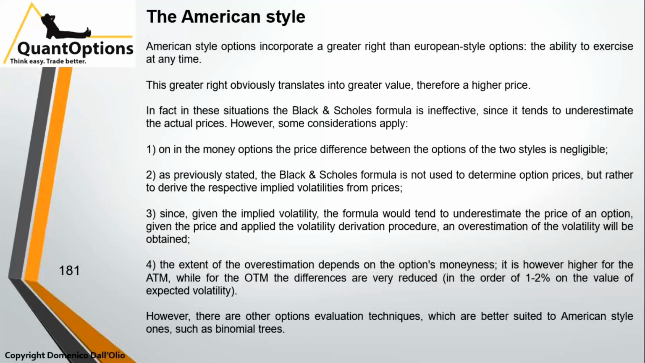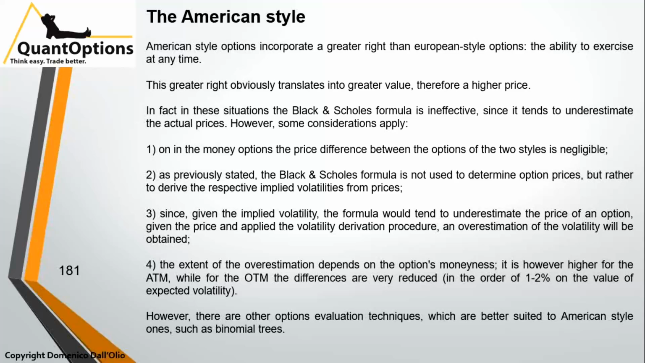American-style options incorporate a greater right than European-style options, the ability to exercise at any time. This greater right obviously translates into greater value, all other things being equal, therefore a higher price. In fact, in these situations, the Black-Scholes formula is ineffective, since it tends to underestimate the actual prices. Some considerations apply, however. 1. On in-the-money options, the price difference between the options of the two styles is negligible.